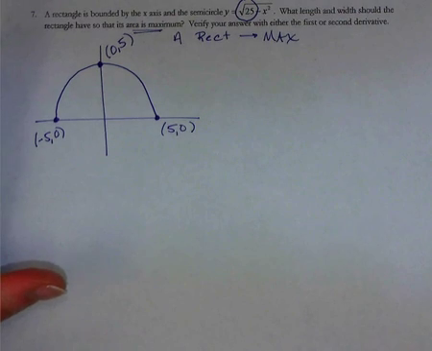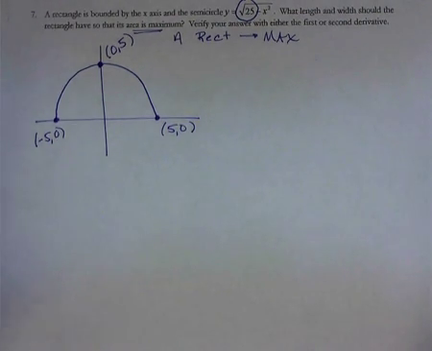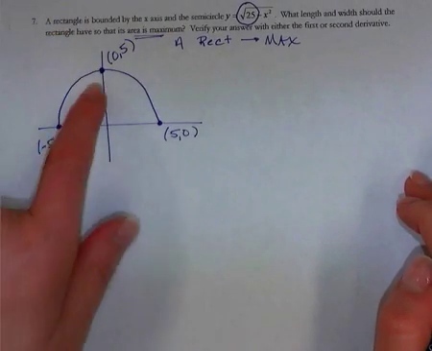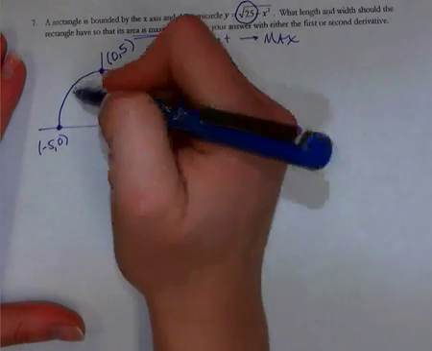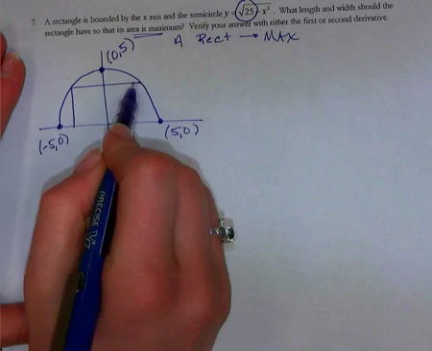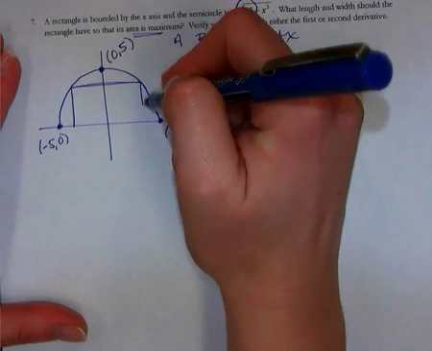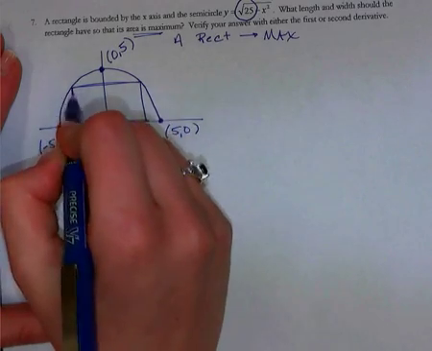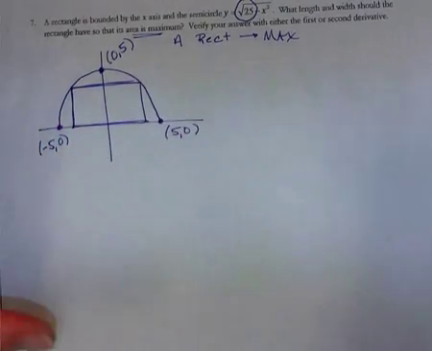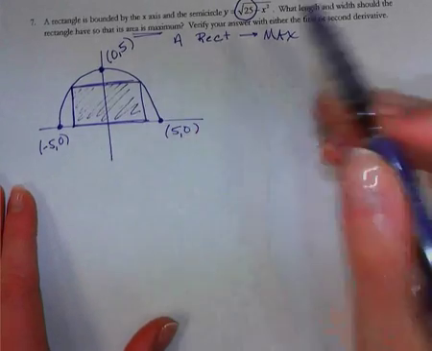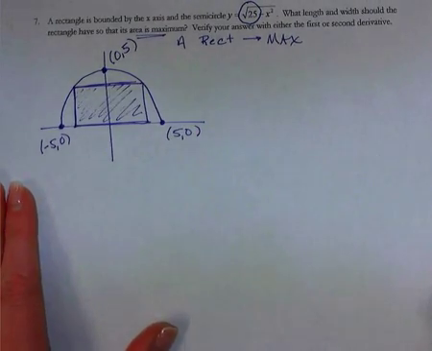Now, I need a rectangle that's bounded by the x-axis and that semicircle. So here's my x-axis, here's the semicircle. I need a rectangle that fits inside of it. So I'm going to sketch something in here. So here's my rectangle, okay? So I have a rectangle that's bounded by, that means it's stuck within, it's trapped within the semicircle and the x-axis. Hopefully that picture makes sense to you.